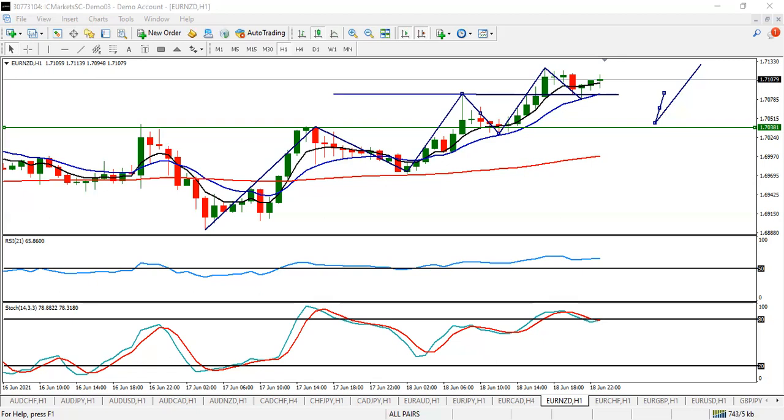The strategy works for anything that is tradable, anything that has charts: crypto, forex, binary, anything. It's just that it has a different approach.